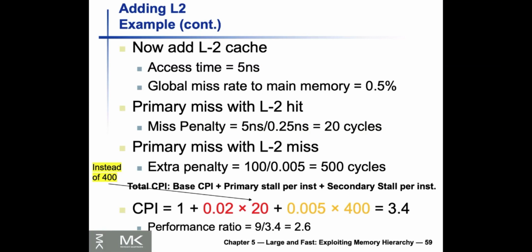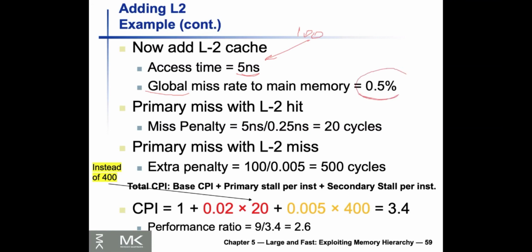So now we have to define another metric, and we have to distinguish between global and local miss rates, because the global miss rate would be the overall miss rate for the memory hierarchy. And each of those levels, L1 and L2, has its own miss rate, the primary or local miss rate. So now the L2 cache, instead of 100 for memory, is much faster, which is 5 nanoseconds. Still slower than L1, but faster than memory. And the global miss rate to main memory is 0.5%.